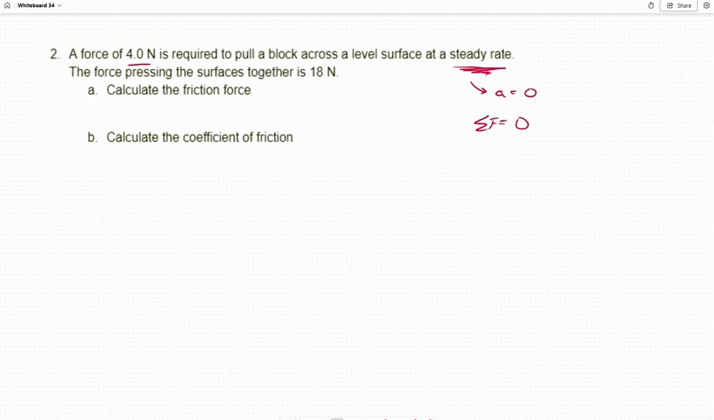The force pressing the surfaces together is 18 newtons. Force pressing surfaces, so force normal is what we're talking about there. Let's calculate the force friction. Like anything, we need to start with a picture or a free body diagram. We've got this block being pulled across a surface. There is a force applied, in this case 4 newtons. We have force gravity working down and force normal working up.